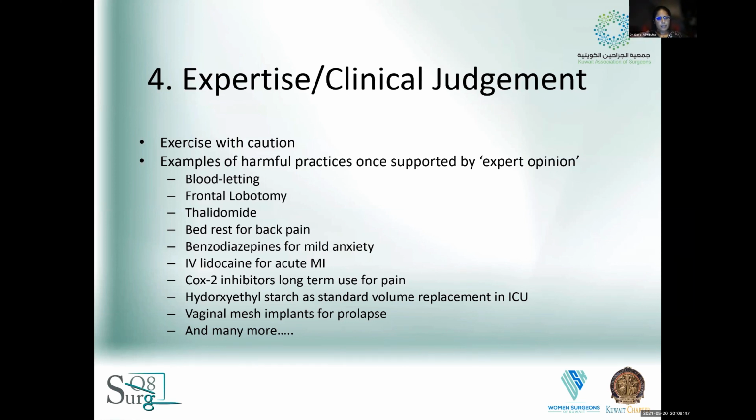There in the slide, I've listed examples of what we now know as harmful practices that were once supported by expert opinion. People used to think bloodletting was great. Frontal lobotomy, actually the person who came up with frontal lobotomy got the Nobel Prize, where they used to drill a piece of metal through your skull to treat depression. So they got the Nobel Prize, but now no one would even think of doing that. It'd be a crime. Thalidomide, bed rest for back pain. So there's all these things that people decided to do, but they didn't do RCTs or anything. They just relied on expert opinion. So incorporate it, but incorporate with caution.